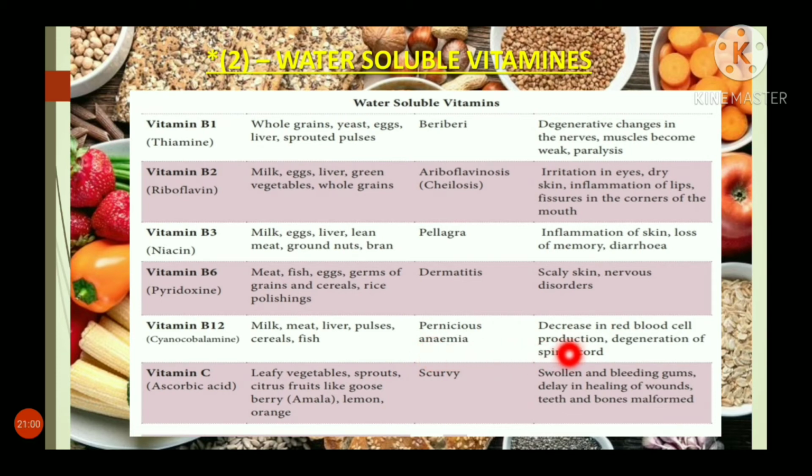What is that? Swollen and bleeding gums. Gums means the part of your mouth holding your teeth, which will be bleeding. Delay in healing of wounds. If you get hurt, it will take time to heal. Teeth and bones malformed. Bones and teeth will not be in proper condition. They will be hurting you many times. So vitamin C is also very important. Students, to have all these vitamins in your body, have healthy food.